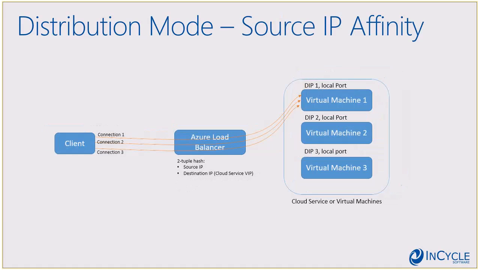You also have the ability to have a distribution mode of source IP affinity. This will be a new distribution mode. It is based off a 2-tuple hash: your source IP and your destination IP. The good thing about this is it's selectable and configurable. So I can literally configure and select these connections to load balance to a specific DIP.